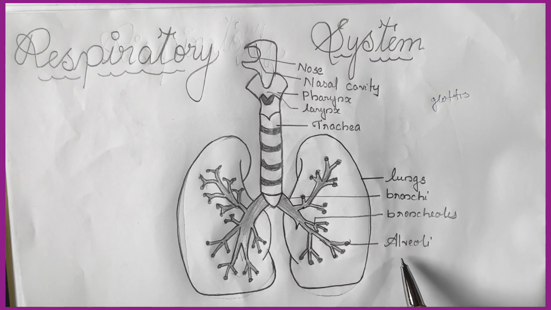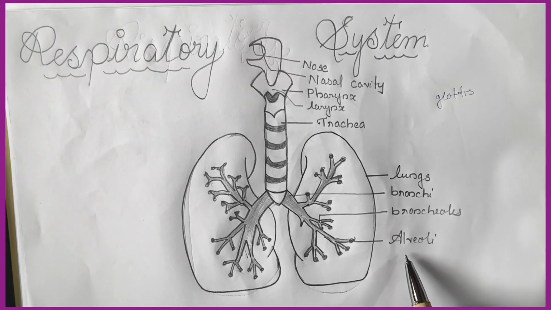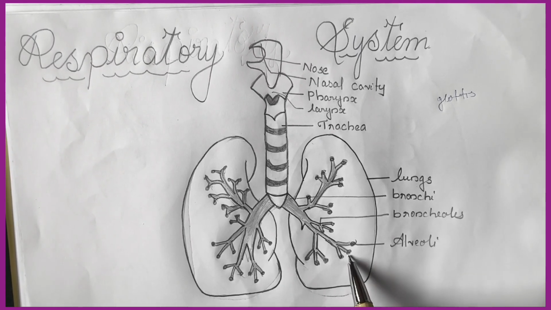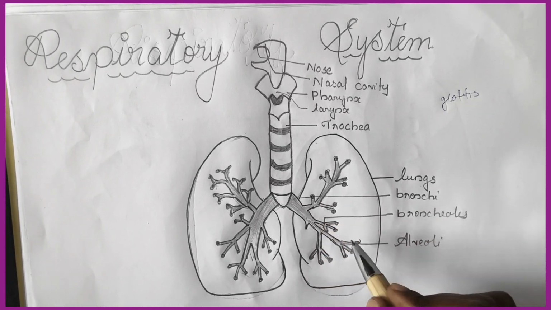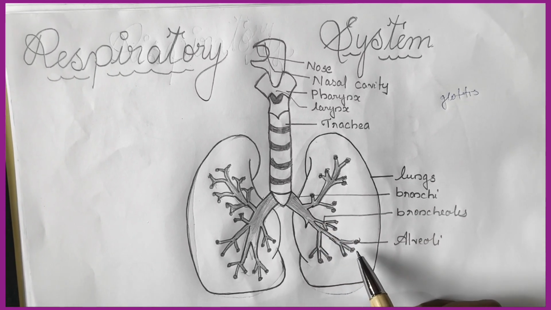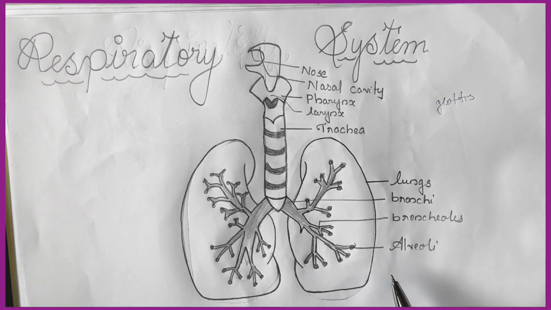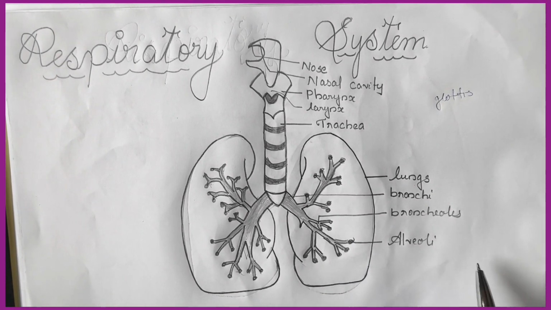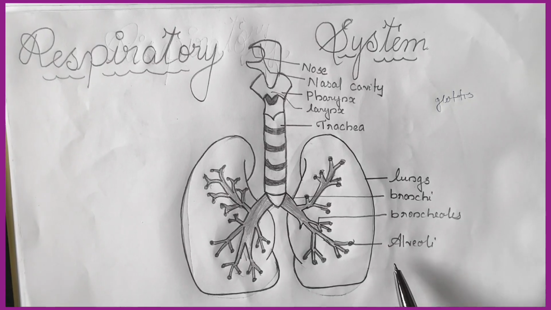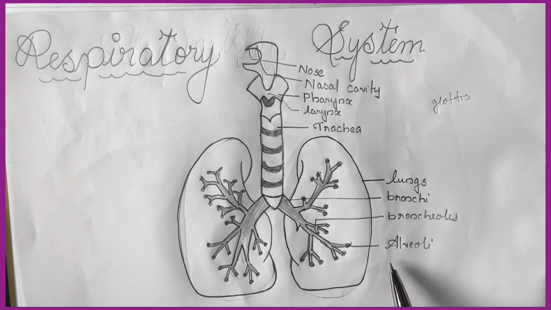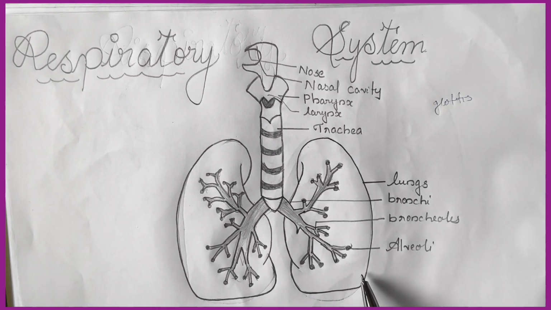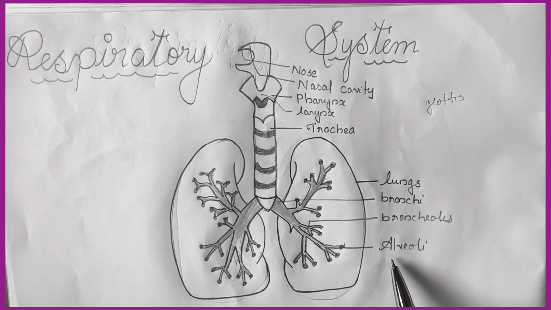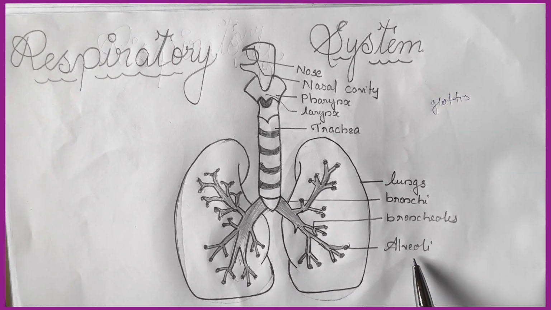Here you can see one of the 10th board exam questions: what is alveoli and what are the functions of alveoli? Alveoli are balloon-like structures present inside the lungs, and they are the structural and functional unit of the lungs. What are the functions of alveoli? First point, they increase the surface area for absorption of oxygen. Second, they contain numerous blood vessels, which are used to absorb the oxygen.